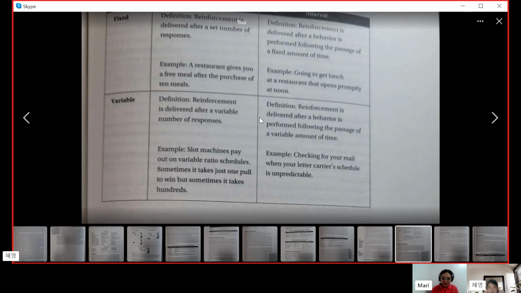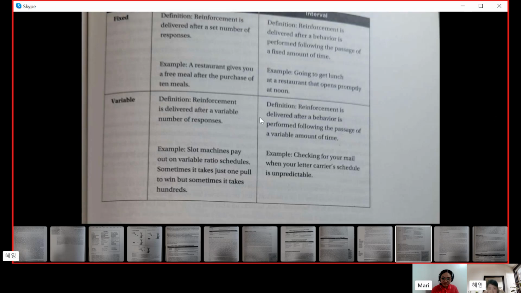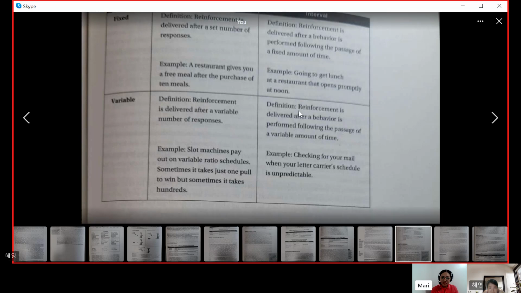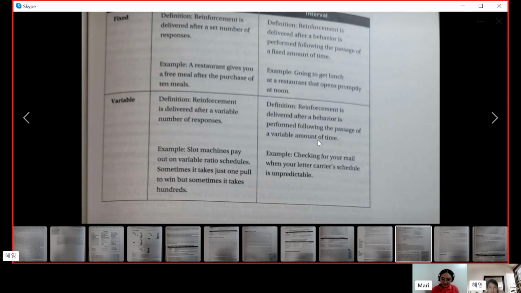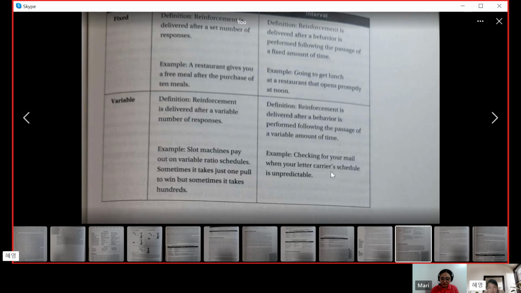And here, variable interval: reinforcement is delivered after a behavior is performed following the passage of a variable amount of time. Look at this example: checking for your mail when your letter carrier's schedule is unpredictable. This is a good example.